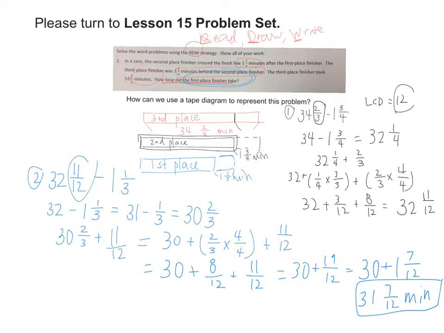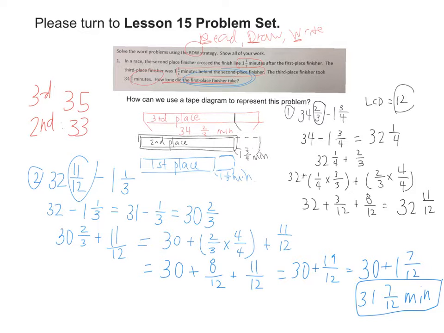If we're going to go back and use benchmark numbers to make sure our answer is reasonable, it says it took 34 2/3 minutes for the third place finisher to run the race. 34 minutes and 2/3 of a minute is pretty close to what benchmark number? 35. Okay, let's say it took the third place about 35 minutes to run the race. How much faster was the second person? 1 3/4 minutes faster. That's pretty close to how many minutes? 2 minutes. So if it took third place 35 minutes, but second place was 2 minutes faster, how long did it take second place? 33 minutes. How does third place compare to first place?